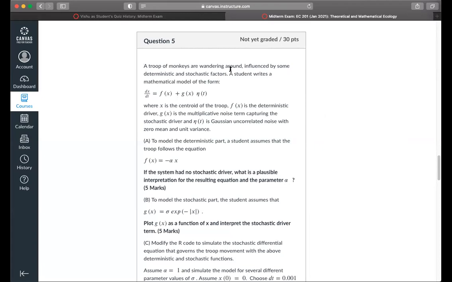So let's discuss this question. A troop of monkeys are wandering around, influenced by some deterministic and stochastic factors. The student writes a mathematical model of the form dx/dt is equal to f(x) plus g(x) eta(t), where x is the centroid of the troop. f(x) is the deterministic driver. g(x) is the multiplicative noise term capturing the stochastic driver. Eta(t) is Gaussian uncorrelated noise with zero mean and unit variance. I know it's quite a mouthful, and you have studied this only last week.